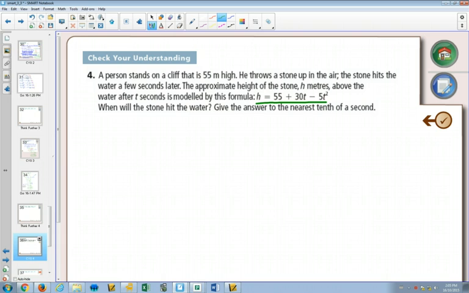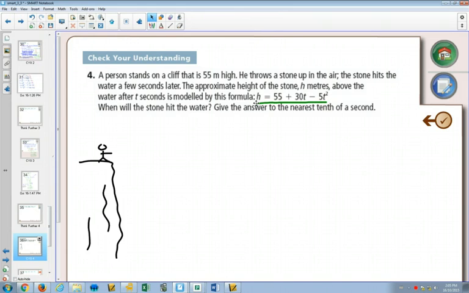So what's happening is a person's on a cliff. Here we can draw a cliff. Woo, that's scary looking. Here's our person. They're on the cliff. They got one long arm, one short arm. Okay. They're throwing a stone up in the air. It happens to be a blue stone. There it is. They're getting ready. They're winding up. They throw the stone up in the air. It comes down.